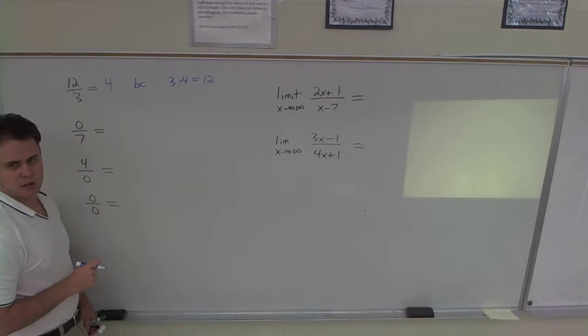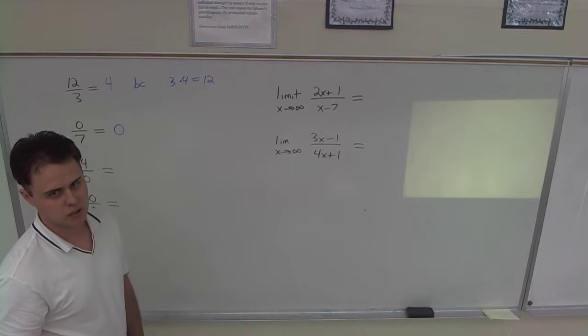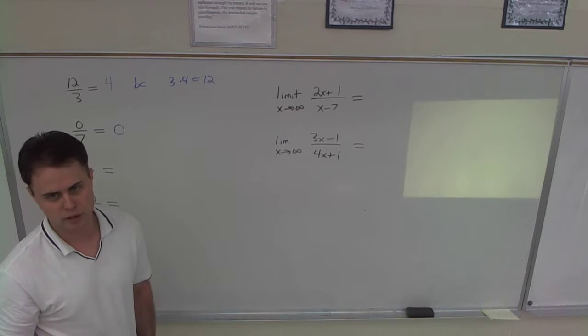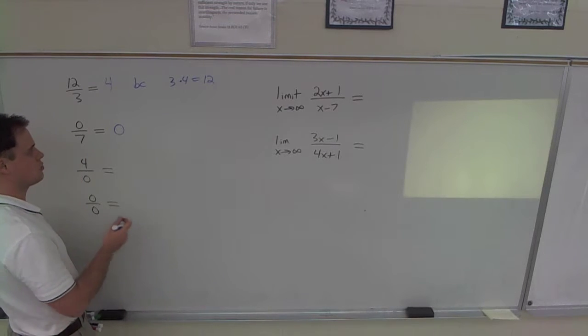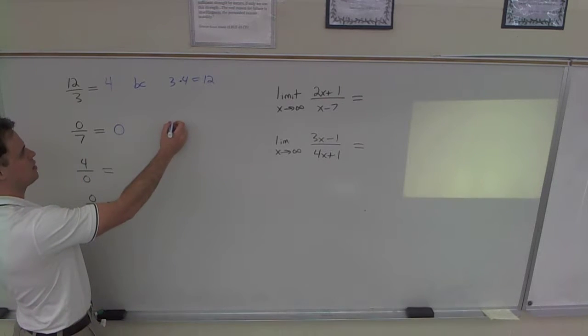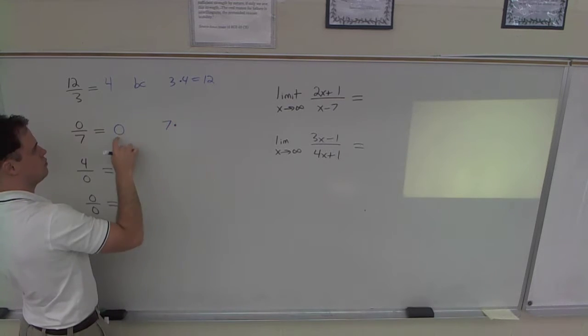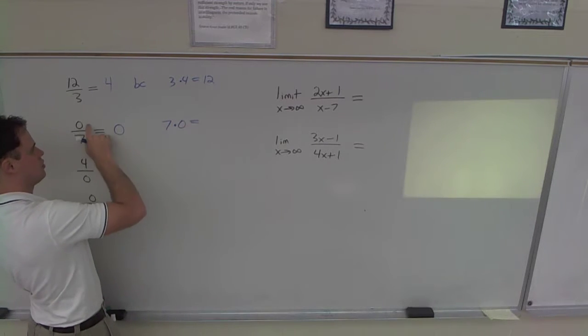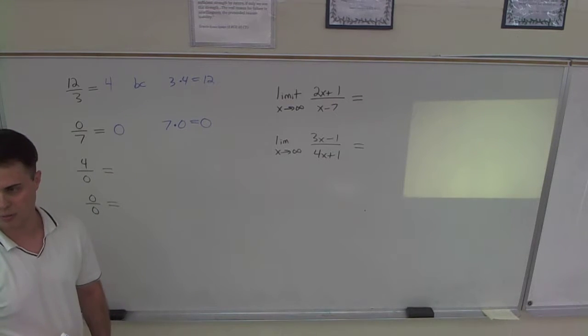0 over 7 is what? 0. One way to think about that is if you have nothing and you cut it into 7 pieces, well, you still have a whole lot of nothing. But another way to think about that is to think of it as a multiplication. 7 times this 0 equals that 0. And of course 7 times nothing is still nothing, right?